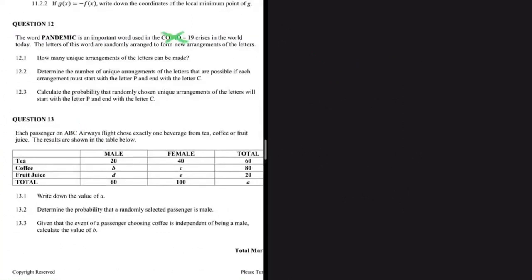So this is another question on the past trial examination, September 2021, grade 12 mathematics. So we have the word pandemic. So let me just write down the word. We have the word pandemic. And then 12.1 is saying, how many unique arrangements of the letters can be made, right? How many unique arrangements of the letters can be made?